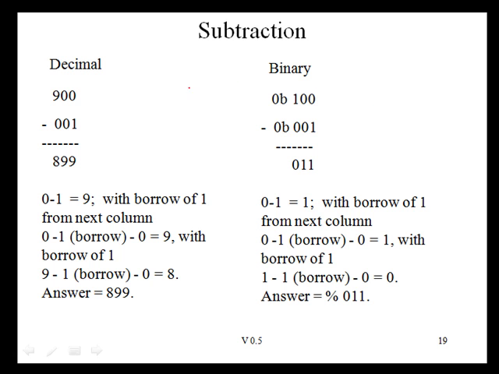Now that we've done addition, let's do subtraction. So we'll do a simple subtraction of 900 minus 1, and the obvious answer is 899. In doing this, what is actually going on? Let's expand this out. We have 900 minus 1. We cannot subtract 1 from 0. We've got to do a borrow.